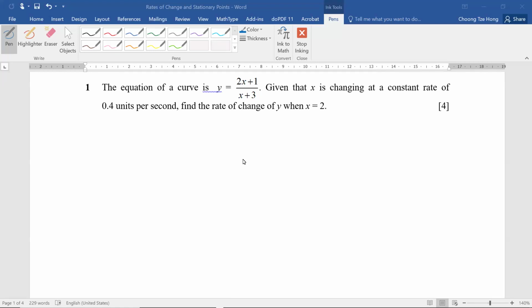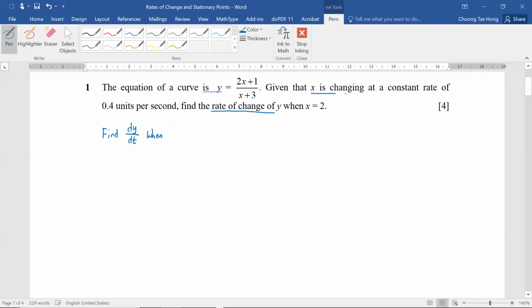So for a rate of change question, what I usually recommend is that we summarize the whole question in one statement. Over here, they want us to find the rate of change of y, which means they want us to find dy dt. So we're going to summarize the entire question into one statement: find dy over dt.